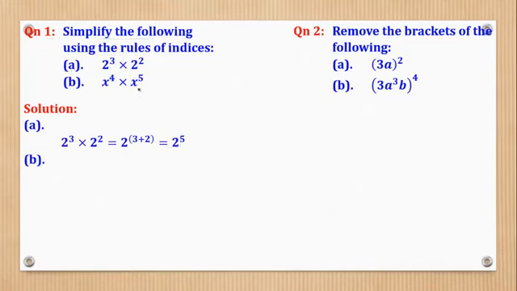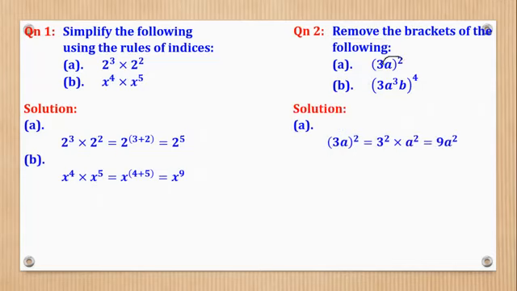Part B, still the base is the same, the powers are different. Keep the base, add the powers to get the answer. But for question 2, you realize that these bases are different. It is the powers which are the same. So to remove the power, this one multiplies each: 3 to the power 2 times a to the power 2, to give you 9a squared. The same applies to part B, the power multiplies everything.